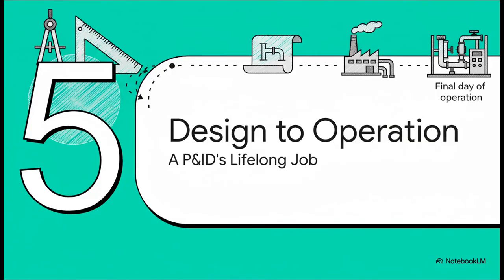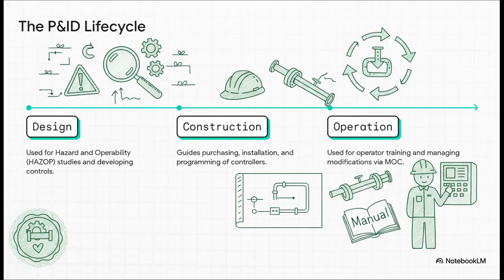Now, it's obvious these diagrams are powerful design tools, but don't think for a second that they get filed away once construction is done. A P&ID has a lifelong job. It guides a facility from the very first sketch all the way to its final day of operation. And this life cycle is key. During the design phase, P&IDs are used for critical safety reviews. During construction, they're the Bible for installing everything correctly. And once the plant is up and running, they are absolutely indispensable for training new operators and for safely managing any changes to the system. It is truly a living document.